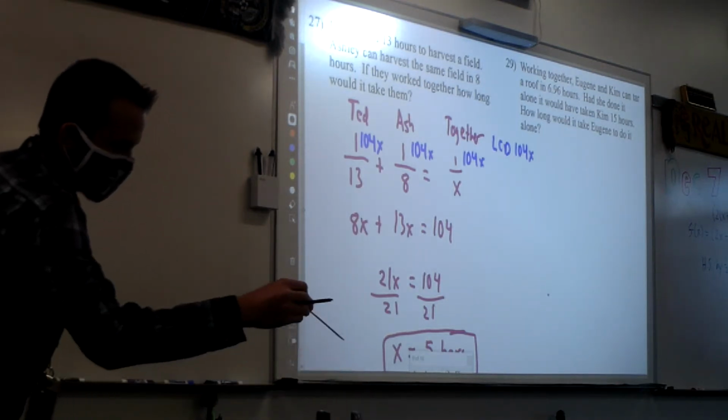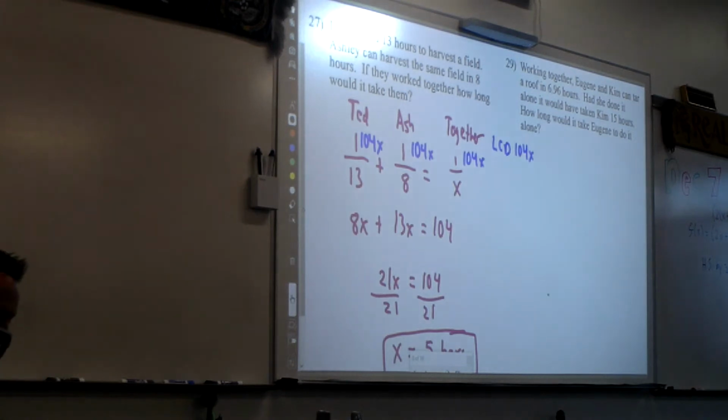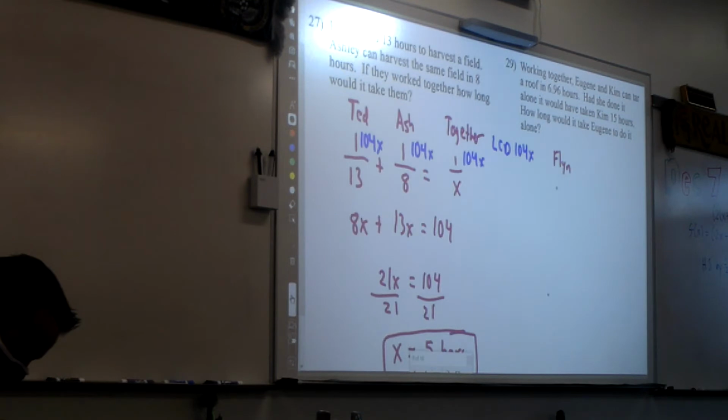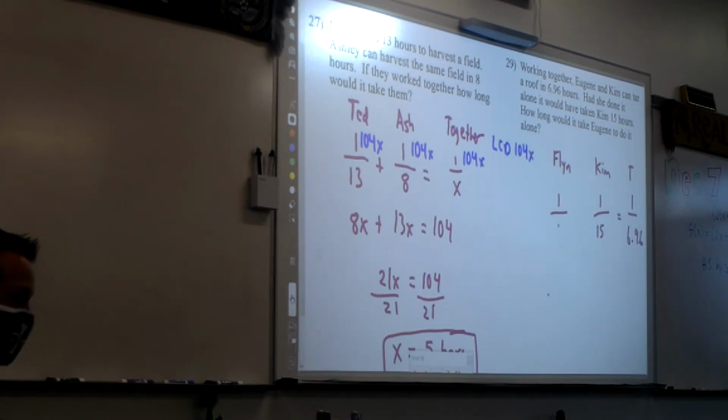All right, let's go over this. Hey, Hiram, tell me how you set this up. You say for Flynn or Eugene, 1 over what? Never mind. Oh, 1 over X. Yeah, because we don't know how long it takes Eugene to do it alone.